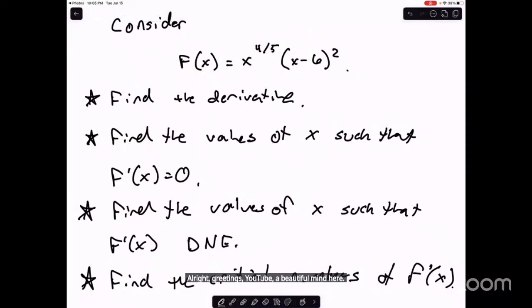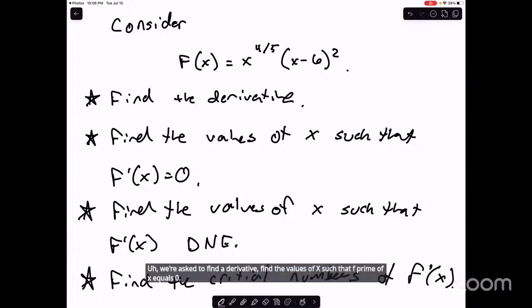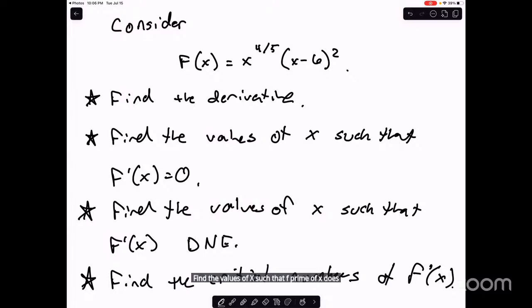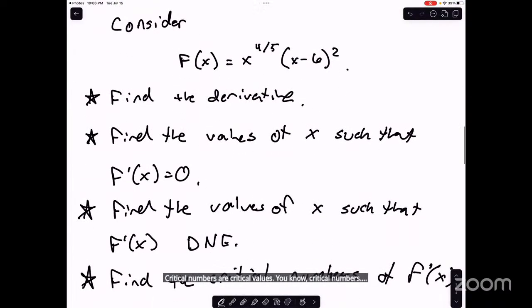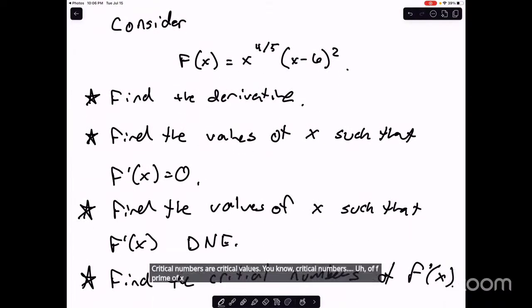We have this question that comes from calculus. It asks us to consider this function f of x equals x to the power of 4 over 5 times (x minus 6) quantity squared. We're asked to find the derivative, find the values of x such that f prime of x equals 0, find the values of x such that f prime of x does not exist, and find the critical numbers of the function.